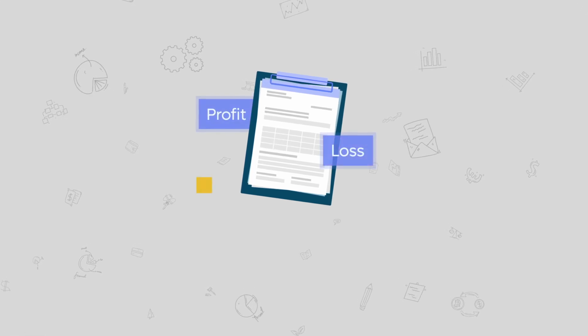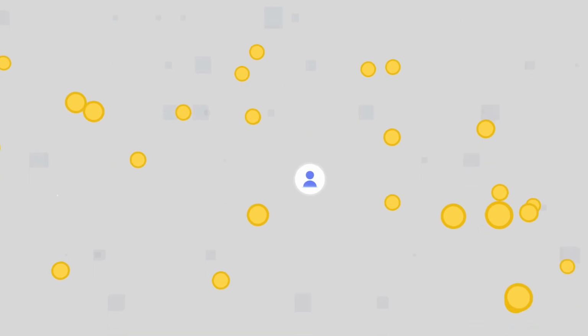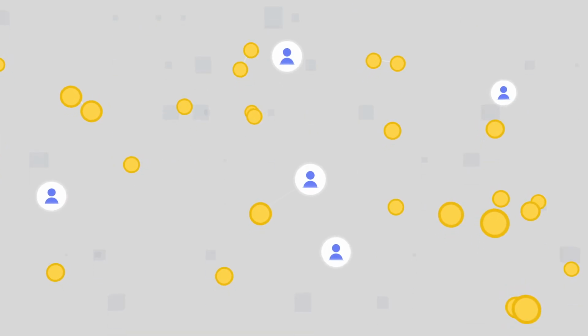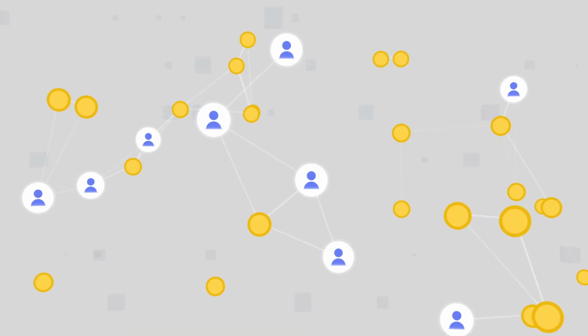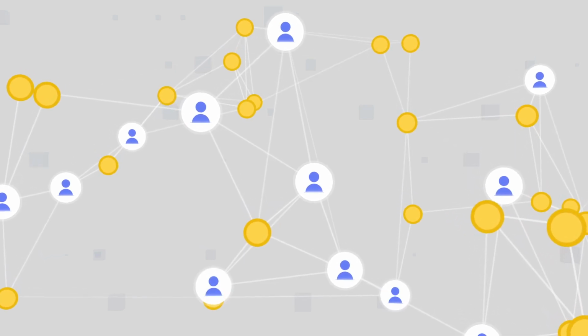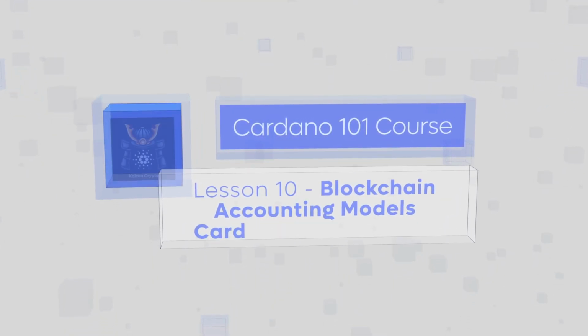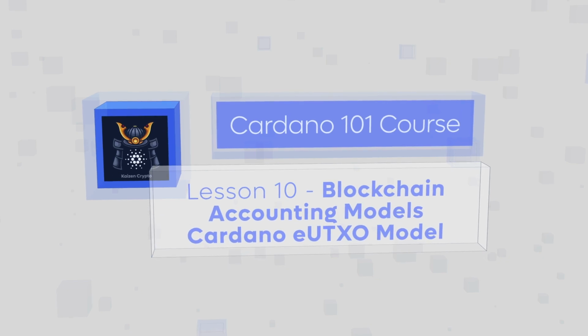Every company, firm, or commercial entity requires a balance sheet to keep an accurate record of profit, loss, cash flow, and other parameters. Blockchain networks also require an accounting model to determine who owns what coins and how many of them, track where those coins go, which ones are used up, and which ones remain available to be spent. In this lesson, we'll talk about blockchain accounting models and learn about Cardano's eUTXO model.